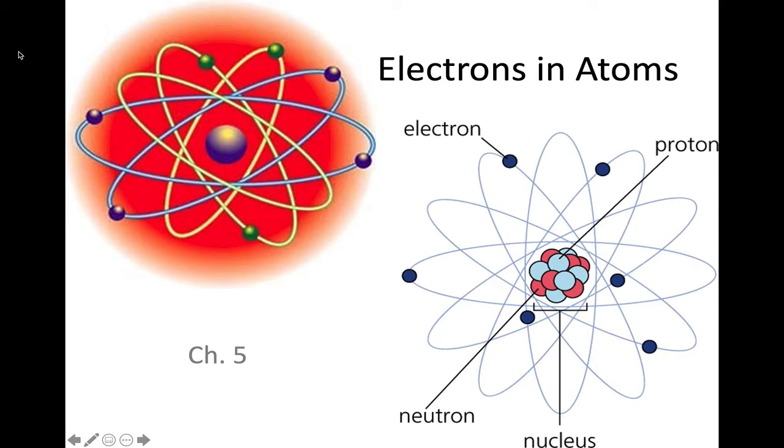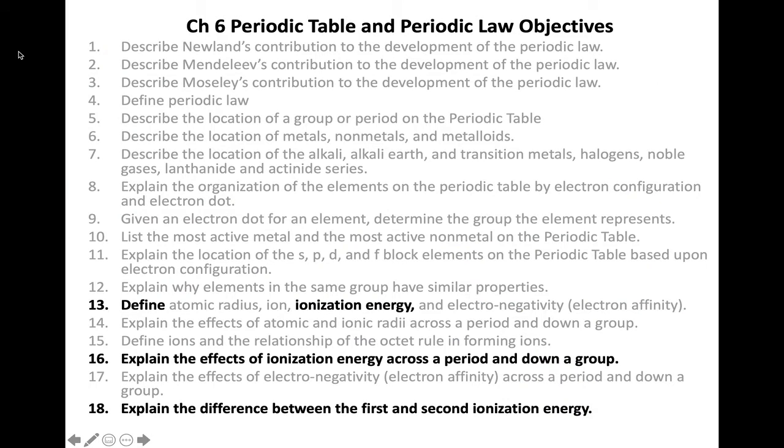On the second part of 5.5, we're going to look at something called ionization energy. Remember, atoms are neutral, but when I add electrons to them or take them away, they're no longer neutral. You're creating something called an ion, which means it's not neutral. It either has too many electrons or not enough electrons.